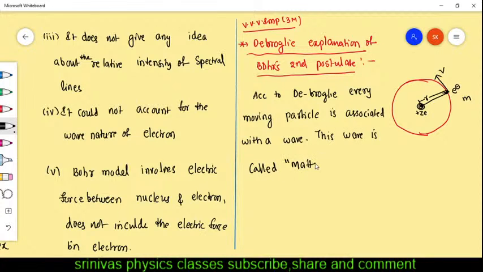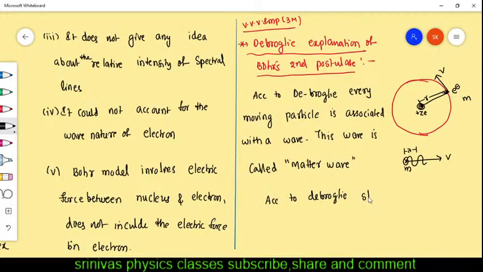Can anyone tell the formula for the de Broglie wavelength, the matter wave wavelength? For example, a particle of mass m moving with velocity v. According to de Broglie, a wave is associated with that. A particle moving means a wave is moving. He gave the wavelength of the moving particle also. Particle behaves like a wave, he said. Then what is the formula for the wavelength according to him? Can anyone type in the chat box?